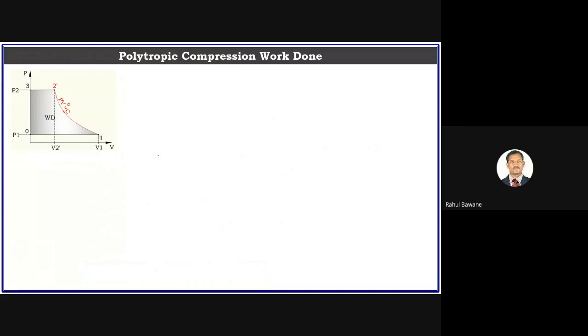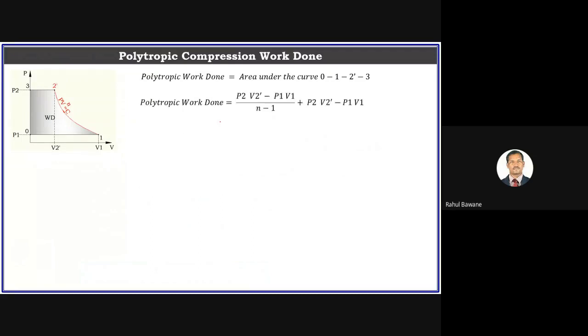In this also, if we are going to calculate the net work done, the net work done will be the area under 0, 1, 2 dash, 3, this black shaded area. Now, how to calculate? We first consider the whole area under the curve 1, 2 dash, plus the vertical rectangle 2 dash to 3, and minus the bottom empty horizontal rectangle. Then we get the net work done.